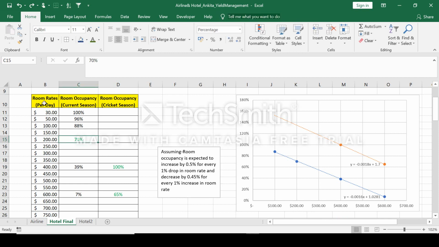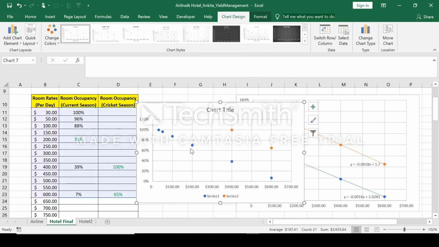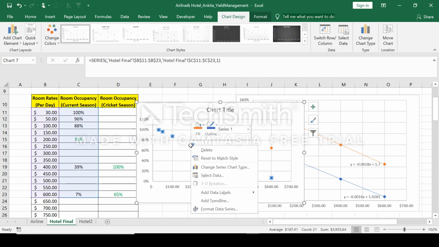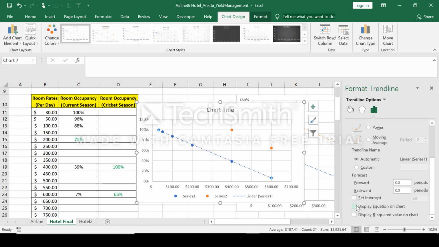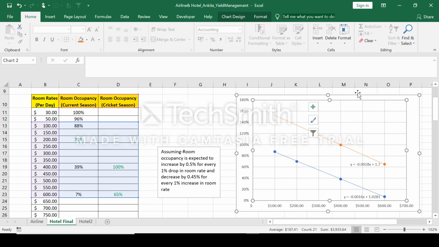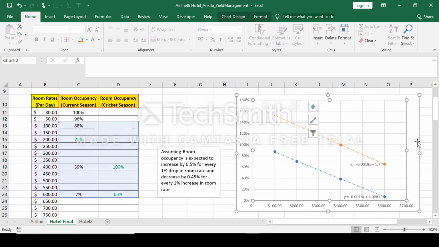What we do is select the data points, go to Insert, choose the scatter plot, and select this. On selecting this, we add a trend line. If you want to see the equation, you just check display equation on chart, and there you have it. That's how the chart came up, and we got the trend line showing that as the room rate increases, the demand decreases. That's how the demand curve works, right? So this is the trend that we see.